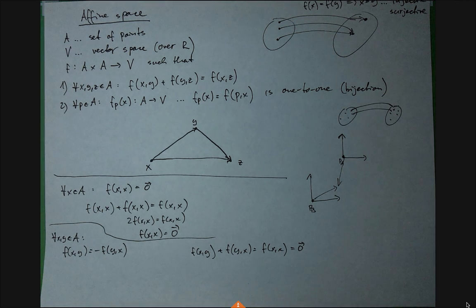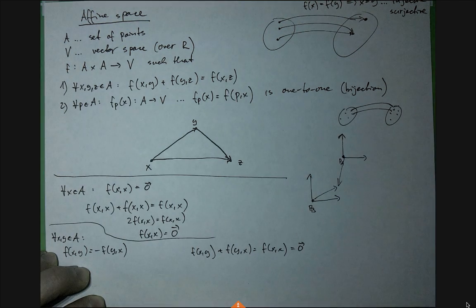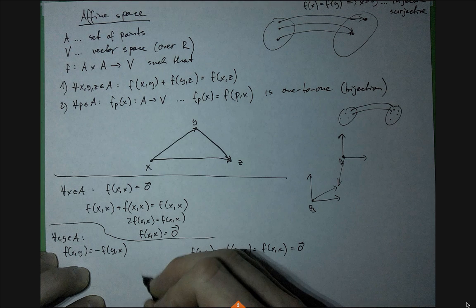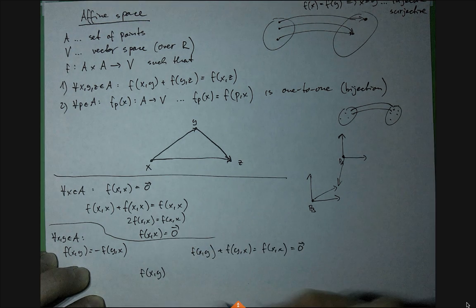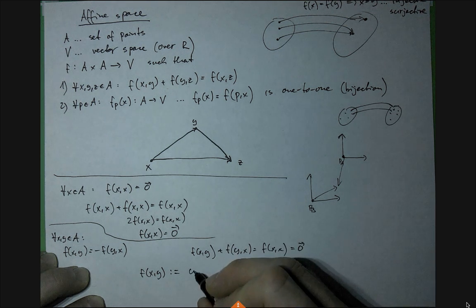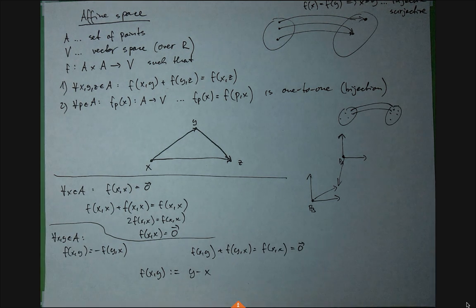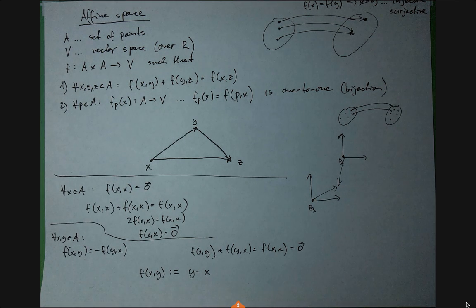All right? So by the way, by convention, usually we don't write this f. The f symbol is sort of arbitrary anyway. So often people introduce a convention: instead of f of xy, we will just say y minus x. So basically you can interpret it as defining subtraction on points, which returns a vector. That's what the idea of the function f is.